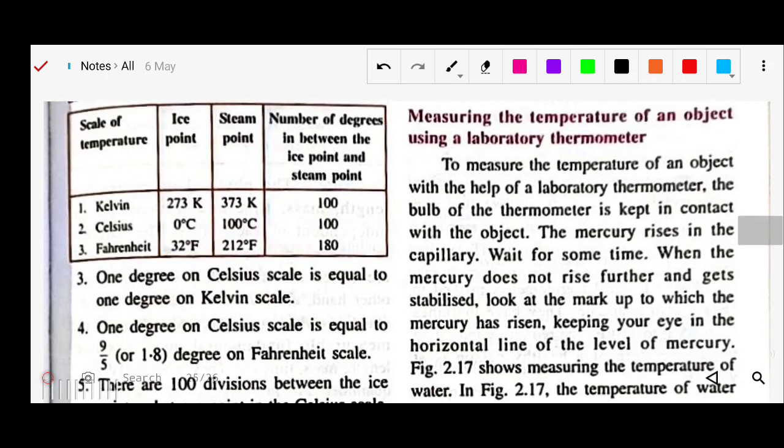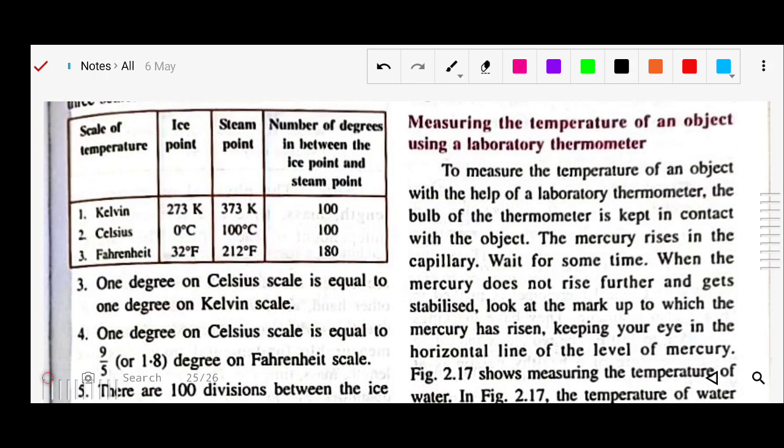As you can see, first the Kelvin scale of temperature, when we represent temperature in terms of Kelvin. The ice point is 273, right, and the steam point is 373. So what is the number of degrees gap in between, from ice to steam? The gap is 100, right? For Celsius, 0 degrees to 100 degrees, so the gap is again 100.